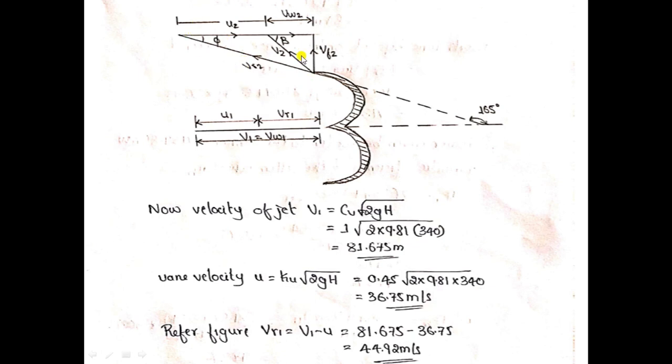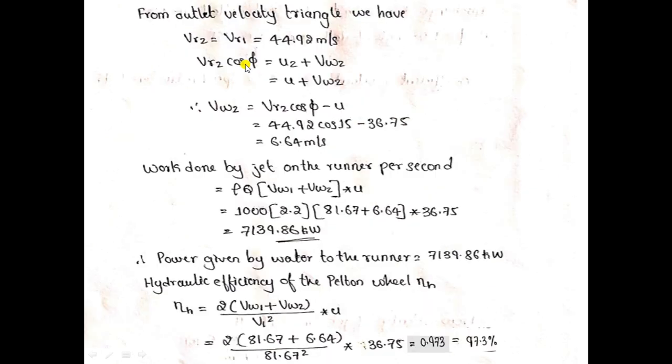So if we refer to this outlet velocity triangle diagram, VR2 cos phi is equal to U2 plus VW2. Therefore, if we simplify for VW2, VW2 is equal to VR2 cos phi minus U, which is 6.64 meters per second. Now, the work done by the jet on the runner is given by the formula rho into Q into (VW1 plus VW2) into U.